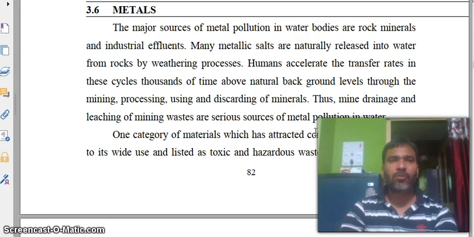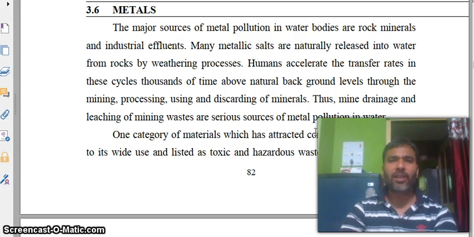Today I am going to talk about metals' role in water pollution. The major sources of metal pollution in water bodies are rock minerals and industrial effluents.